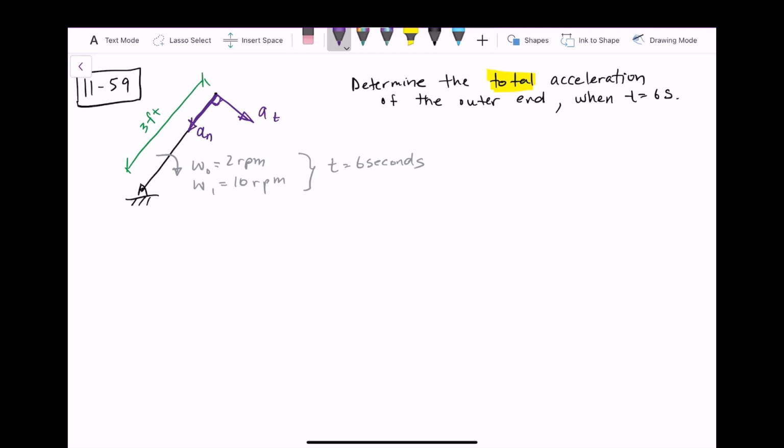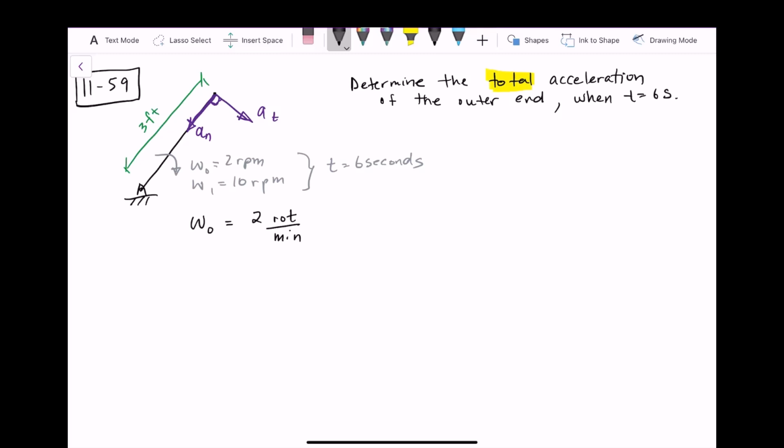The first thing I always ask you to do is make sure that all of the known values are in their base units. And we see that that is not the case because we have velocities given in RPMs. Omega naught is equal to 2 rotations, or you can call that revolutions, per minute. So we're going to get rid of minutes. There is 1 minute per 60 seconds. We're going to get rid of rotations, and there's 1 rotation or revolution per 2 pi rads. So our minutes will go away, rotations will go away, and we'll be left with rads per second, which are base units.